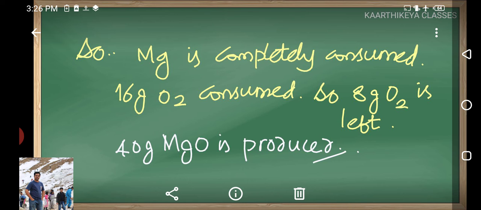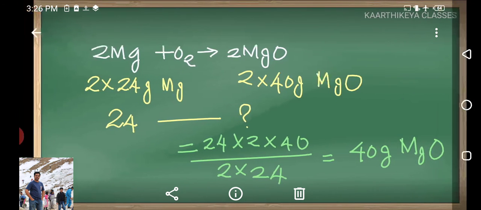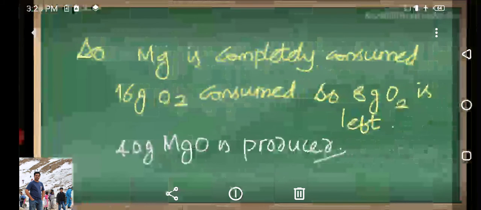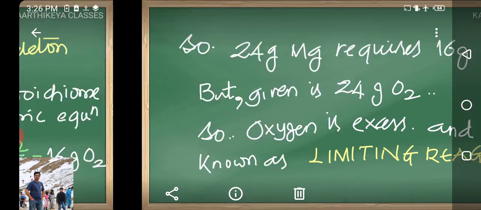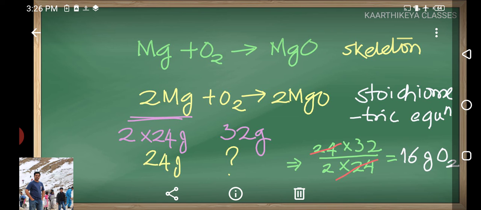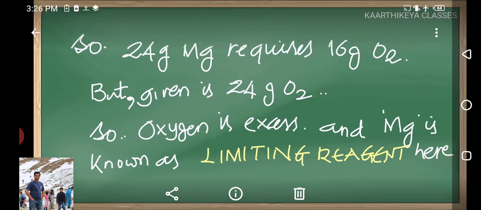These kinds of questions are very important, so just go with these kinds of calculations. Here you are not using oxygen for the calculation, you are using magnesium to magnesium oxide, because oxygen is in excess and magnesium is the limiting reagent. How do you decide that? Both are given as 24 grams, but actually 2 into 24 grams of magnesium requires 32 grams of oxygen. So 24 grams requires just 16, but 24 is given.